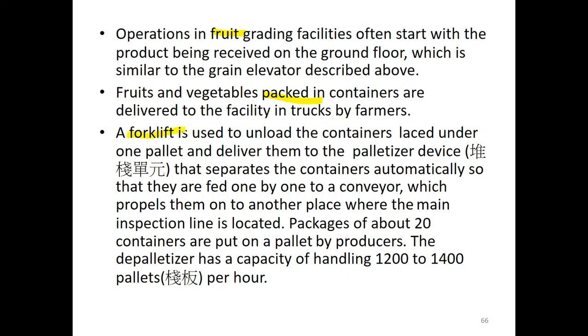And a forklift is used to unload the containers, one pallet at a time, and deliver them to the depalletizer device, just as shown in the image. It separates the containers automatically so that they are fed one by one to a conveyor, which propels them onto another place where the main inspection line is located. Packages of about 20 containers are put on a pallet by the producer, and the depalletizer has a capacity of handling 1,200 to 1,400 pallets per hour.